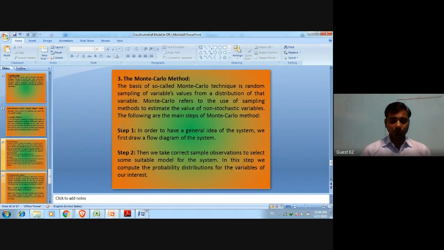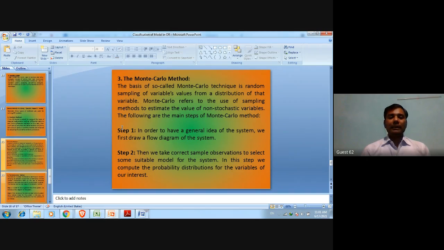Step one: in order to have a general idea of the system, we first draw a flow diagram of the system. This means we have to draw a flow chart for our idea or problem.